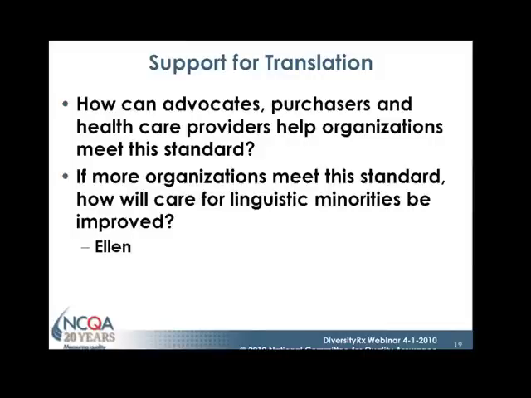Purchasers play a large role in this issue, and they require quality translated materials from their health plans. They are paying quite a bit of money for health plans to provide services to their employees, and those employees might not have English as their primary language, and they should have equal access to the same information as English speakers about their health plan benefits. And healthcare providers can also put pressure on health plans to help them identify common materials that are used, so they can help them get them translated.